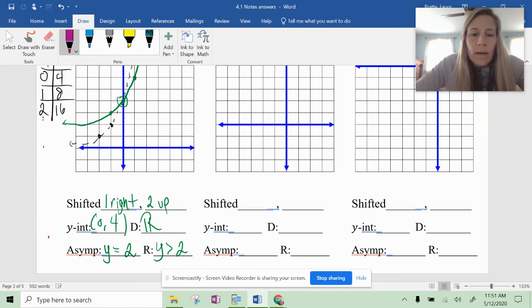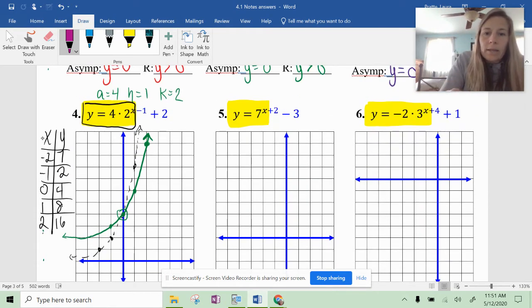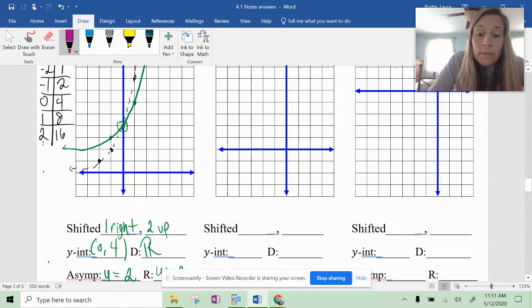Okay, so let's go ahead and try the next one. Now, before I even do the graph, let's fill out the information on the bottom this time. Okay, so we have our parent function highlighted here in yellow, and we know that the a is actually not there. You don't see the a, so it's actually a 1. The h is negative 2, and the k is negative 3. So since my h is negative 2, we know that the parent function is going to shift 2 to the left.